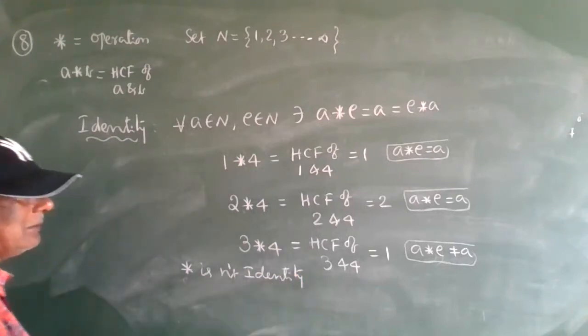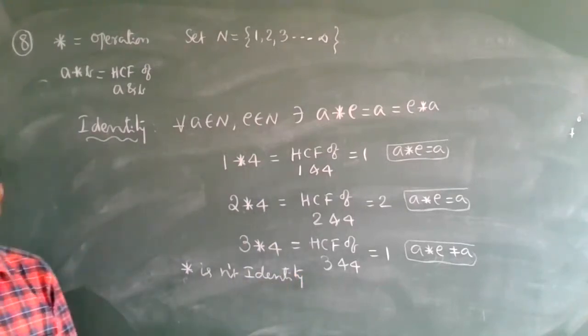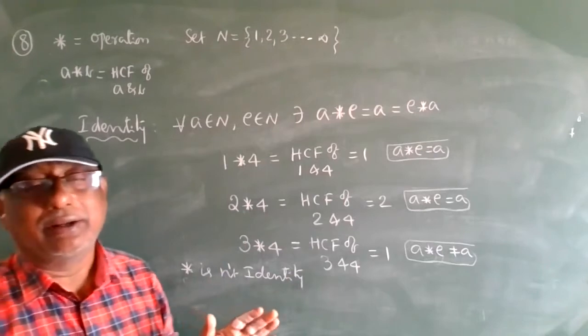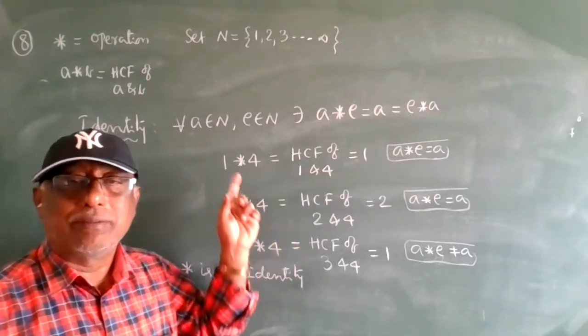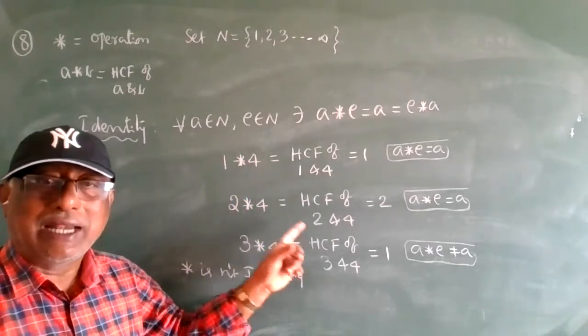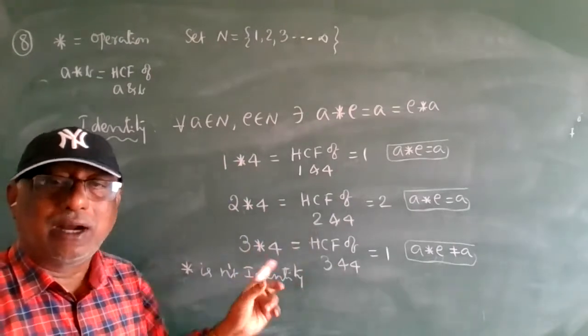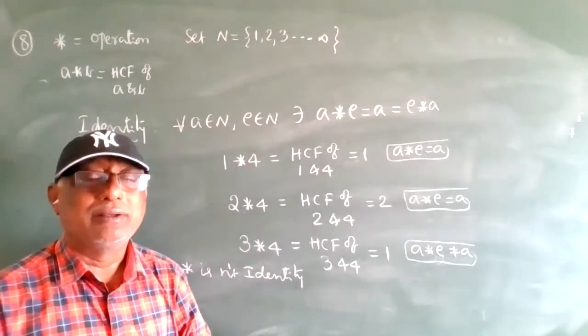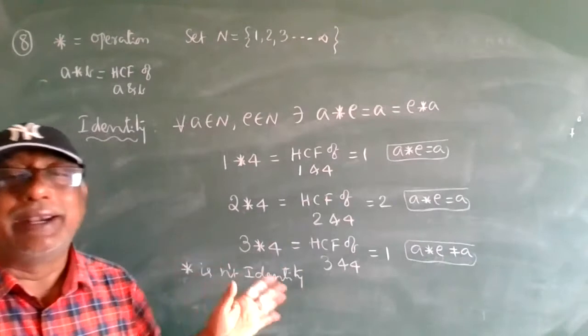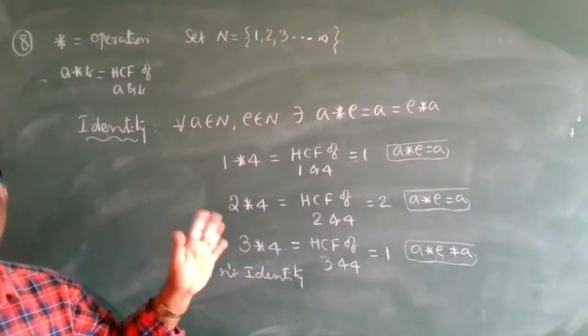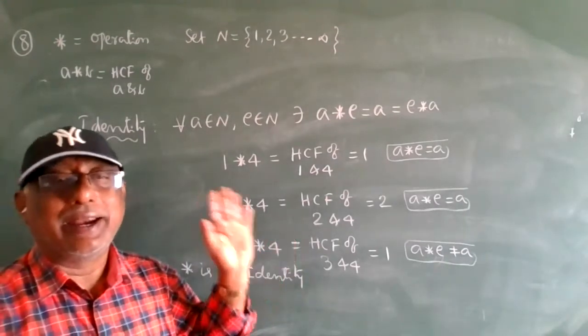Right. Is it clear now? 1 we can take, satisfied. 2 we get; 4 is satisfying for 2 elements. But the third element is not satisfying. So therefore, no identity. There is a fail case. Therefore, star is not an identity.